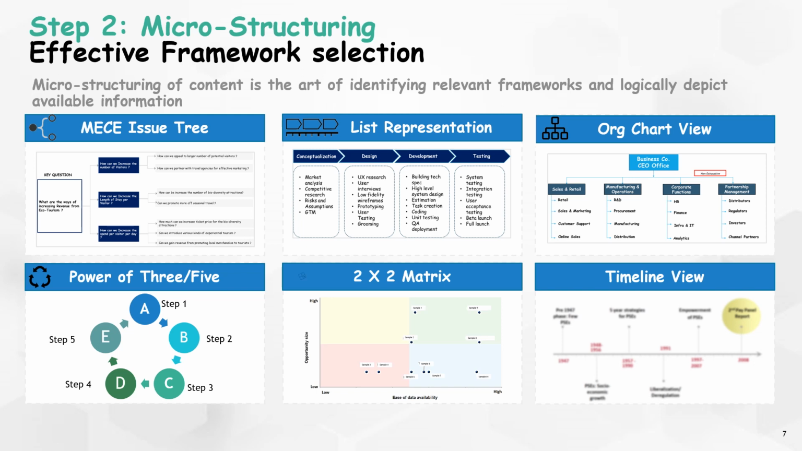Next, 2 by 2. So this is mainly a benchmarking exercise which we use as an anchor of the framework when, let's say, we do some kind of assessment of a particular company against its peer. We usually select 2 dimensions across the 2 axes and try to make a scatter plot out of their positioning.